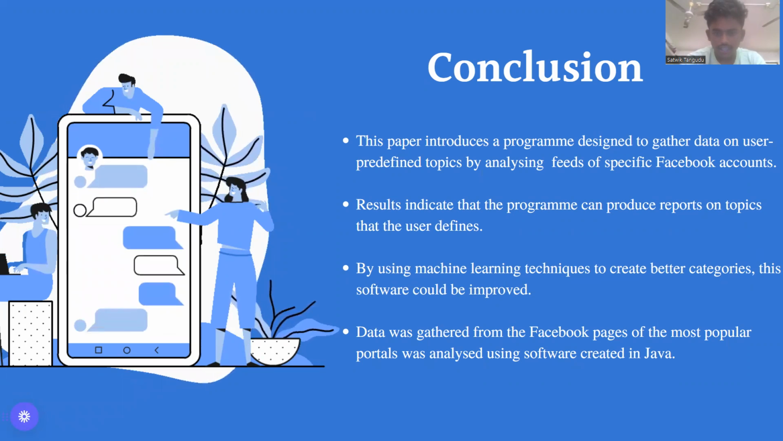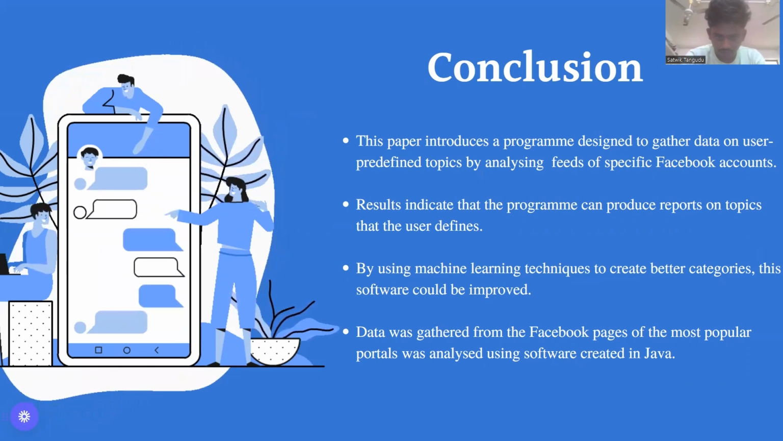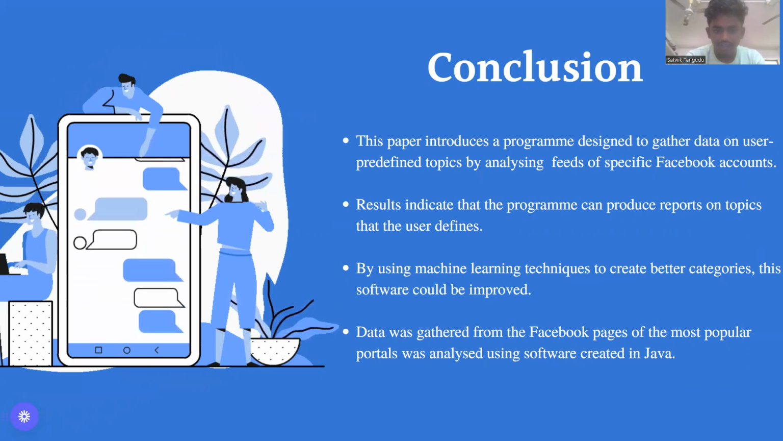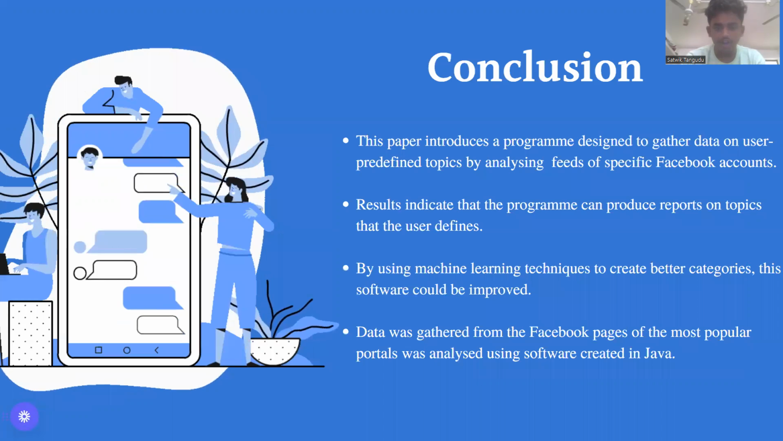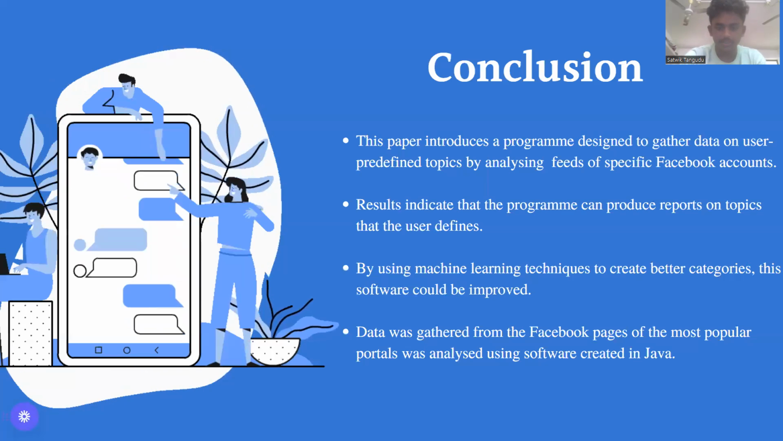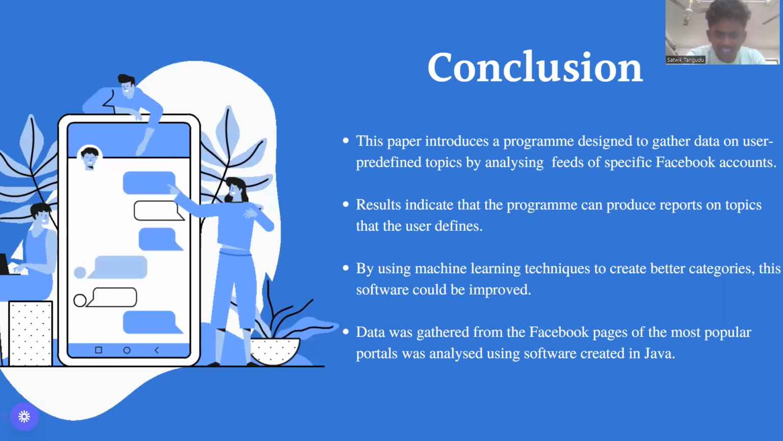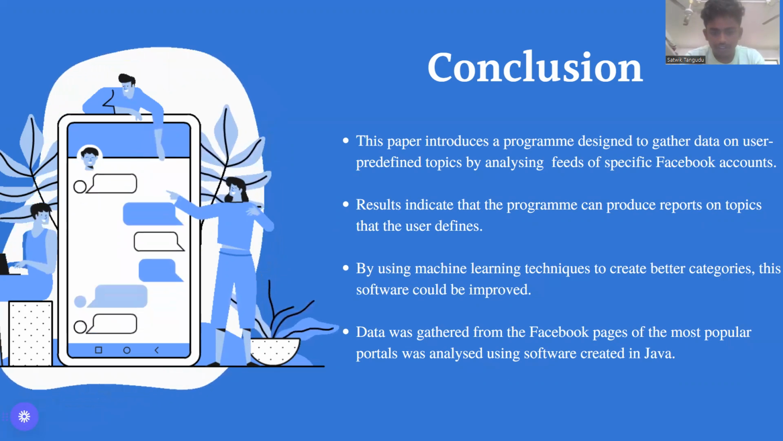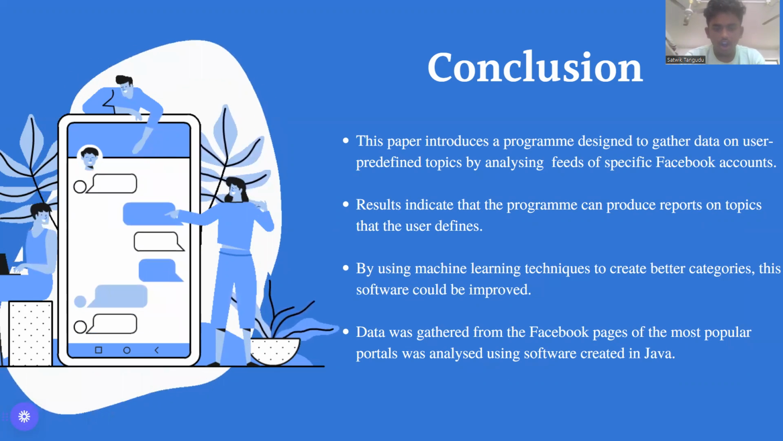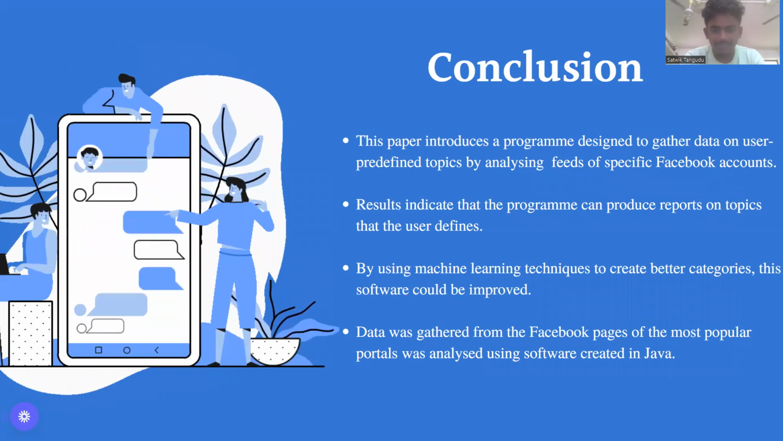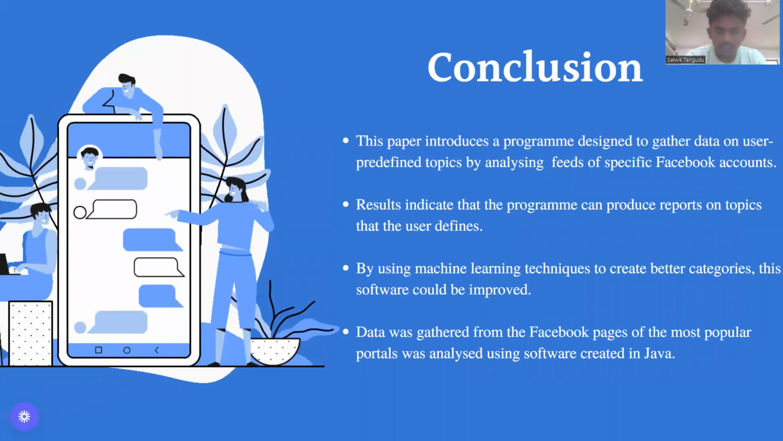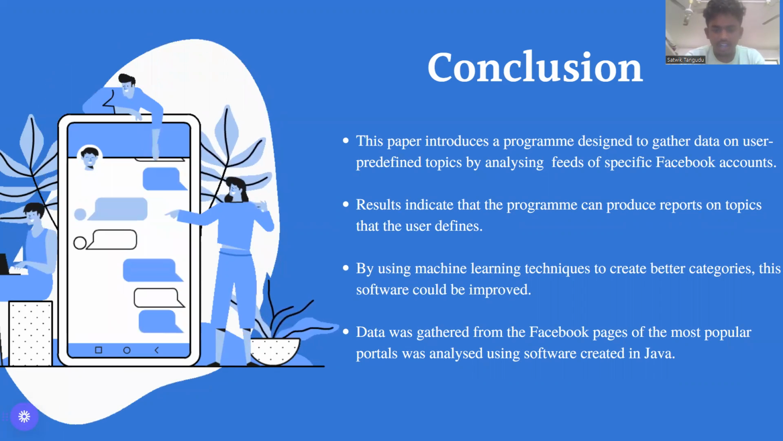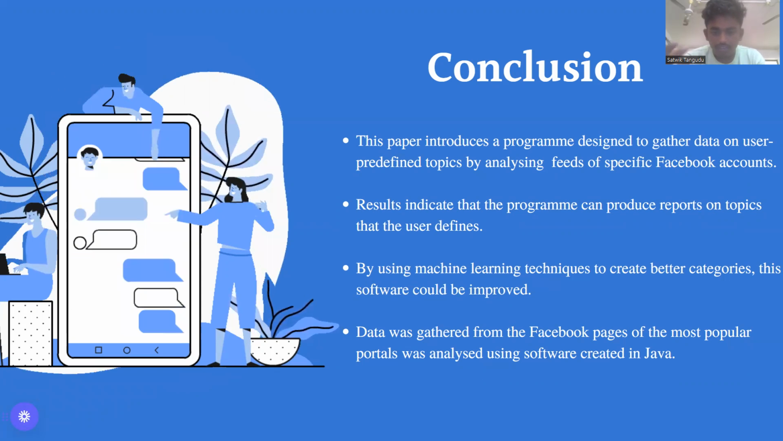We can conclude that many researchers, business owners, and social media users have all given social media data analysis a great deal of attention in an effort to better understand the actions or thoughts of other social media users. The software described in this paper is developed to examine the Facebook account feeds of specific users in order to gather data on different topics, and results indicate that the program can produce reports on topics that the user defines. Users will be able to easily notice significant events occurring near them that they may want to be aware of.